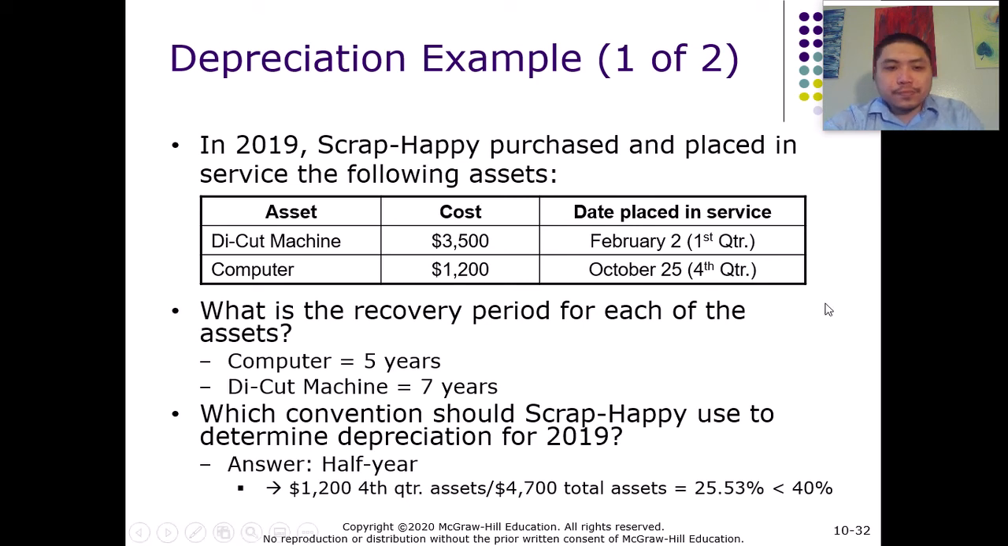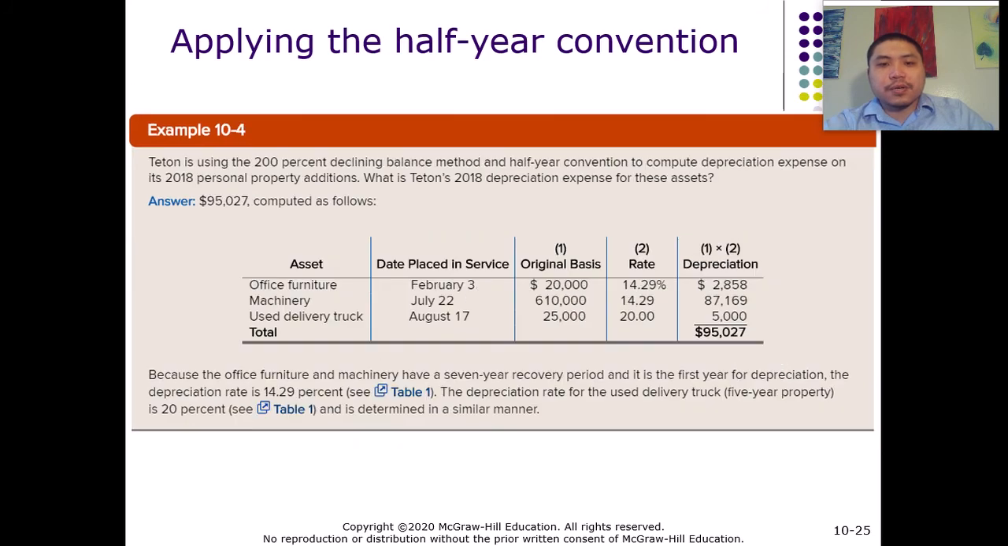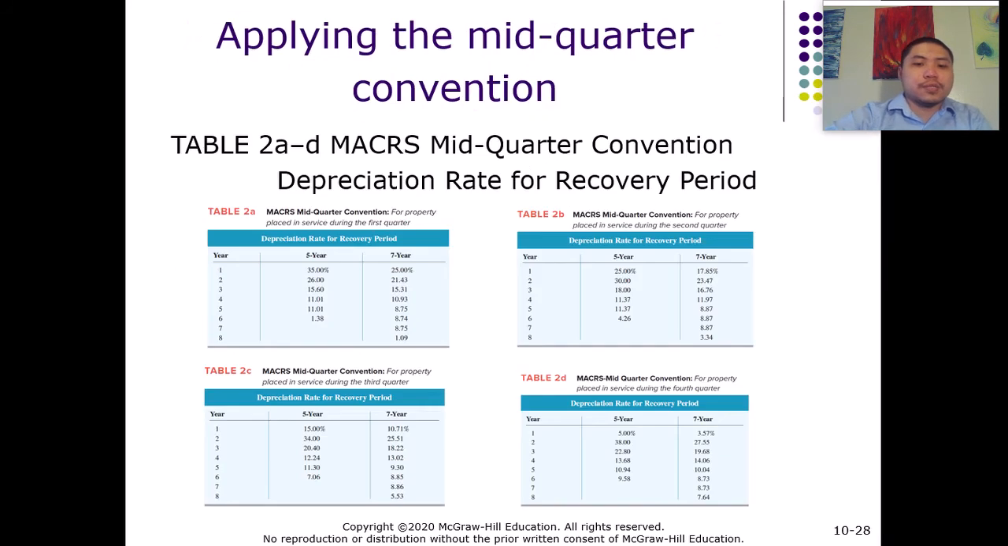So we go to the half-year convention table. But before that, let's remember it this way. The computer has a 5-year recovery period. The machine has a 7-year recovery period. So we go back to the half-year convention table. For the 7-year recovery period, the rate for the first year is 14.29%, and for the 5-year recovery period asset, the rate is 20%. So let's go back to our example.